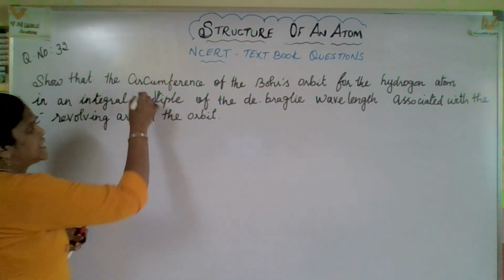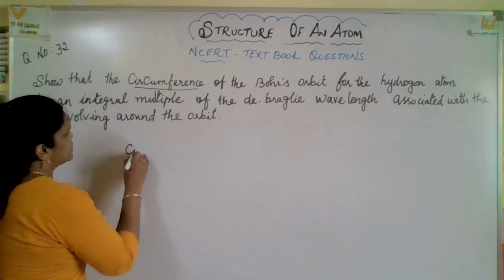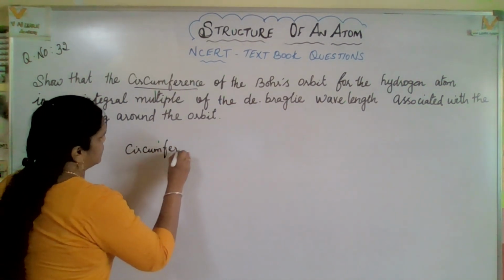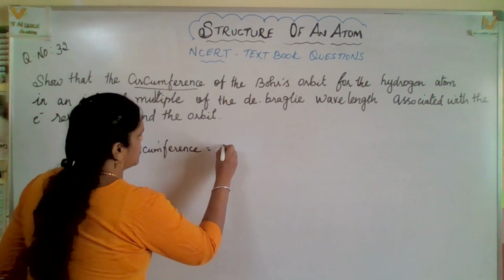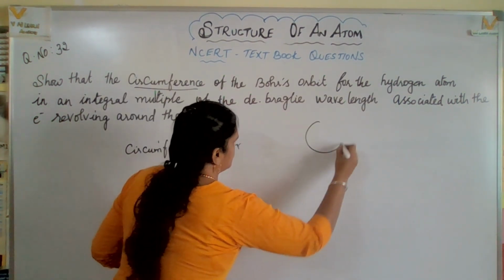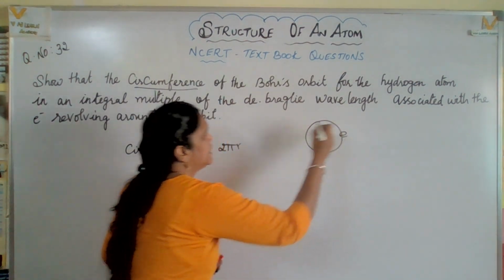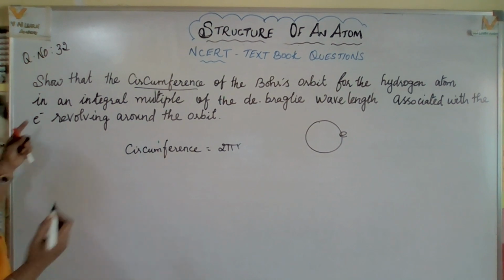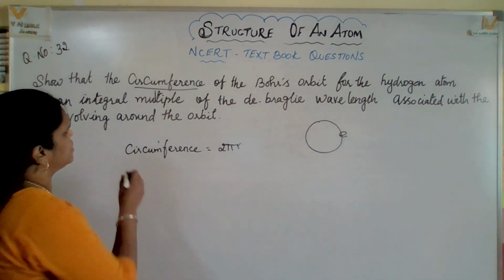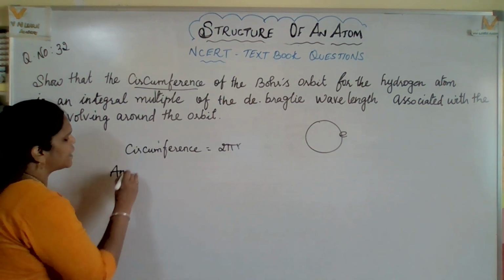See, circumference. What is it? Circumference of Bohr's orbit? Circumference equals 2 pi r, that you know very well. So that is the circumference of the Bohr's orbit, the electron revolving around the nucleus, that is for the hydrogen atom, in an integral multiple. Okay.